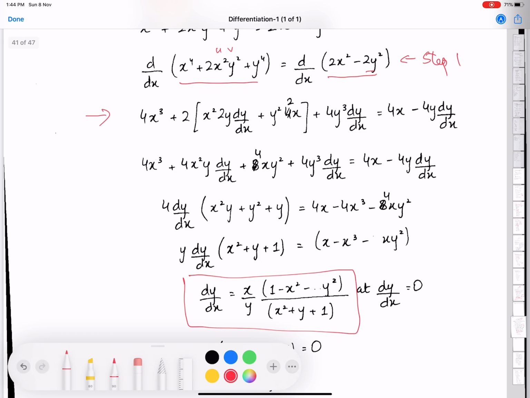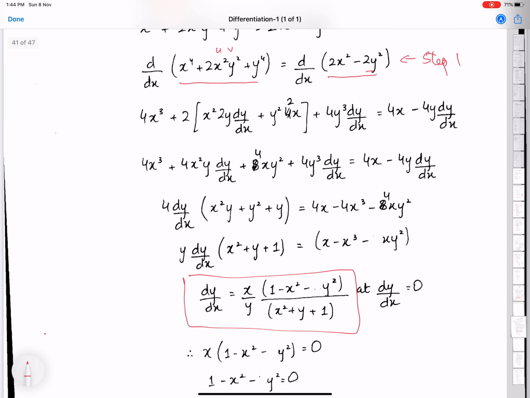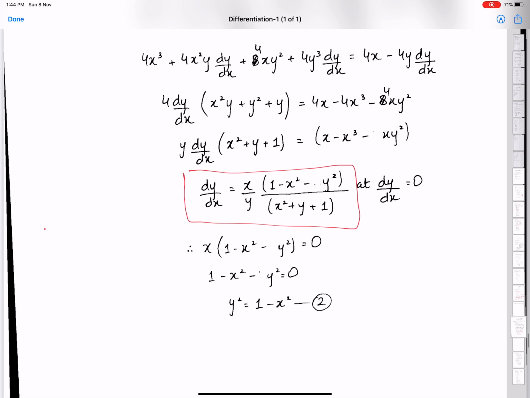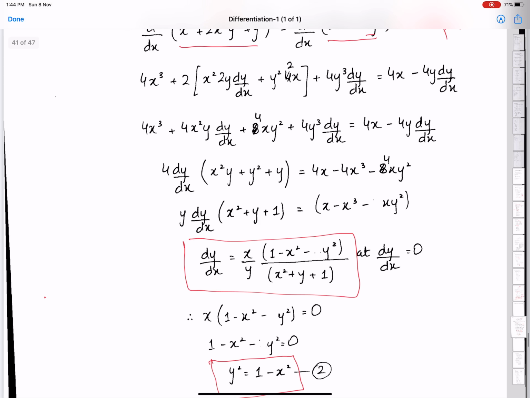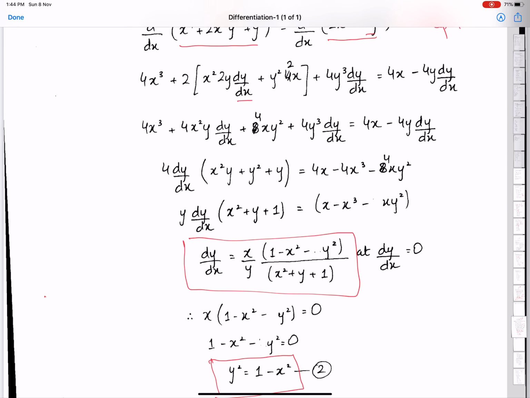Anyway, you can use any method. This student used this method. She simplified everything and then she substituted gradient as 0 here, and then she got y square equals 1 minus x square. If you would equate dy upon dx to 0 here at this step, you could easily get this thing.